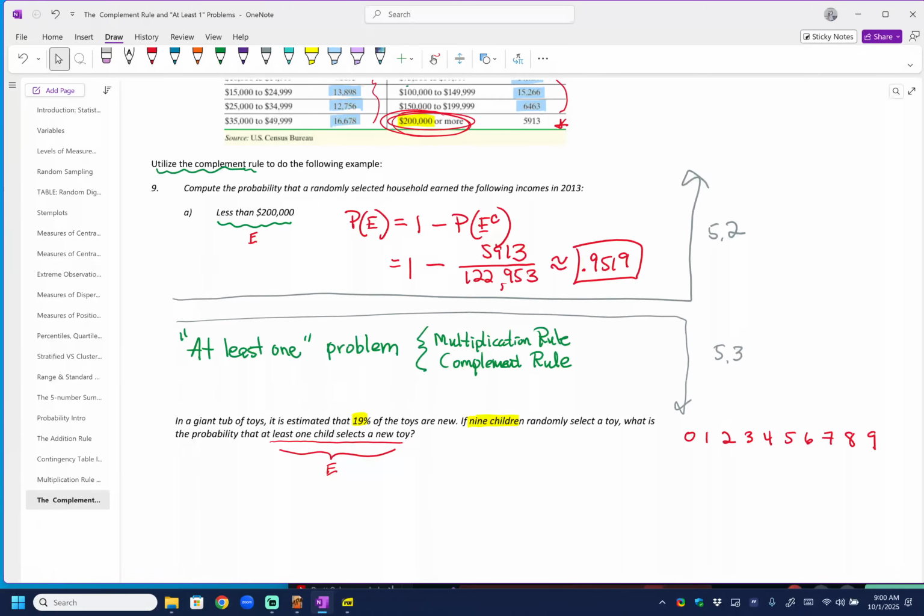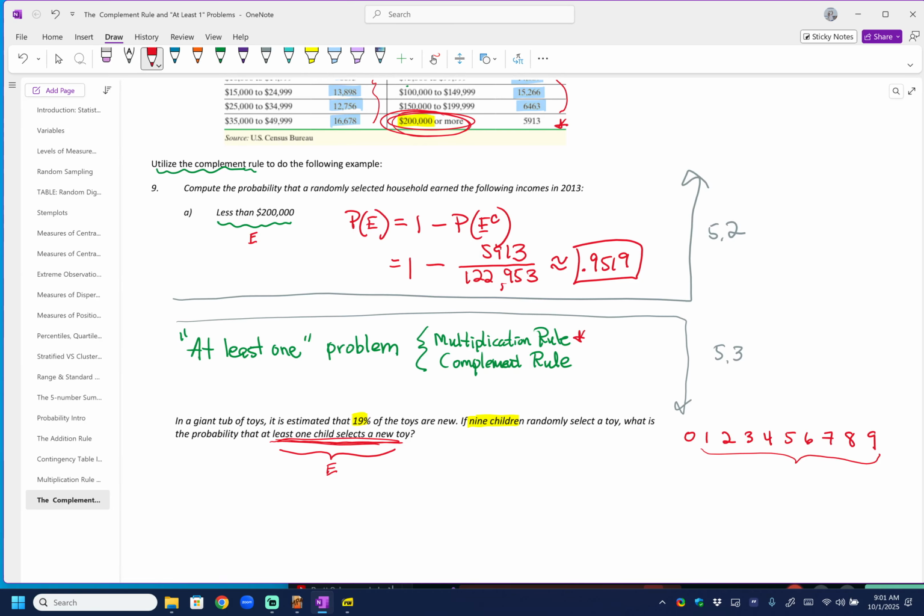Now note, we're looking for the probability that at least one child gets a new toy. So remember, at least one means one or more. So we're basically looking at this and going, okay, you're asking us to find the probability of all of these, which means I would have to go in and find the probability that one child gets a new toy, then that 2, then that 3, and so forth. That actually is a lot of work, because in order to do this problem, I'm going to have to use the multiplication rule and various other methods.